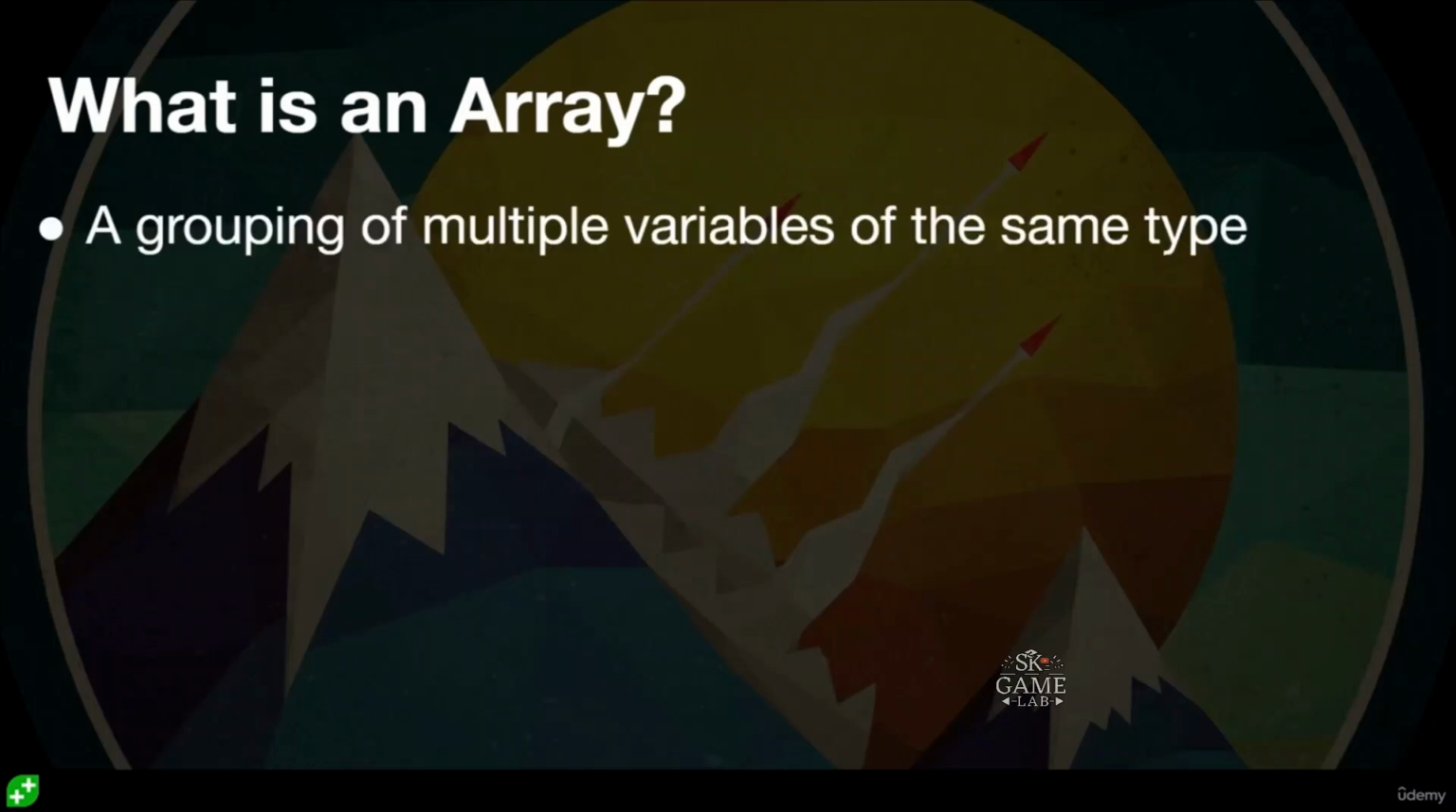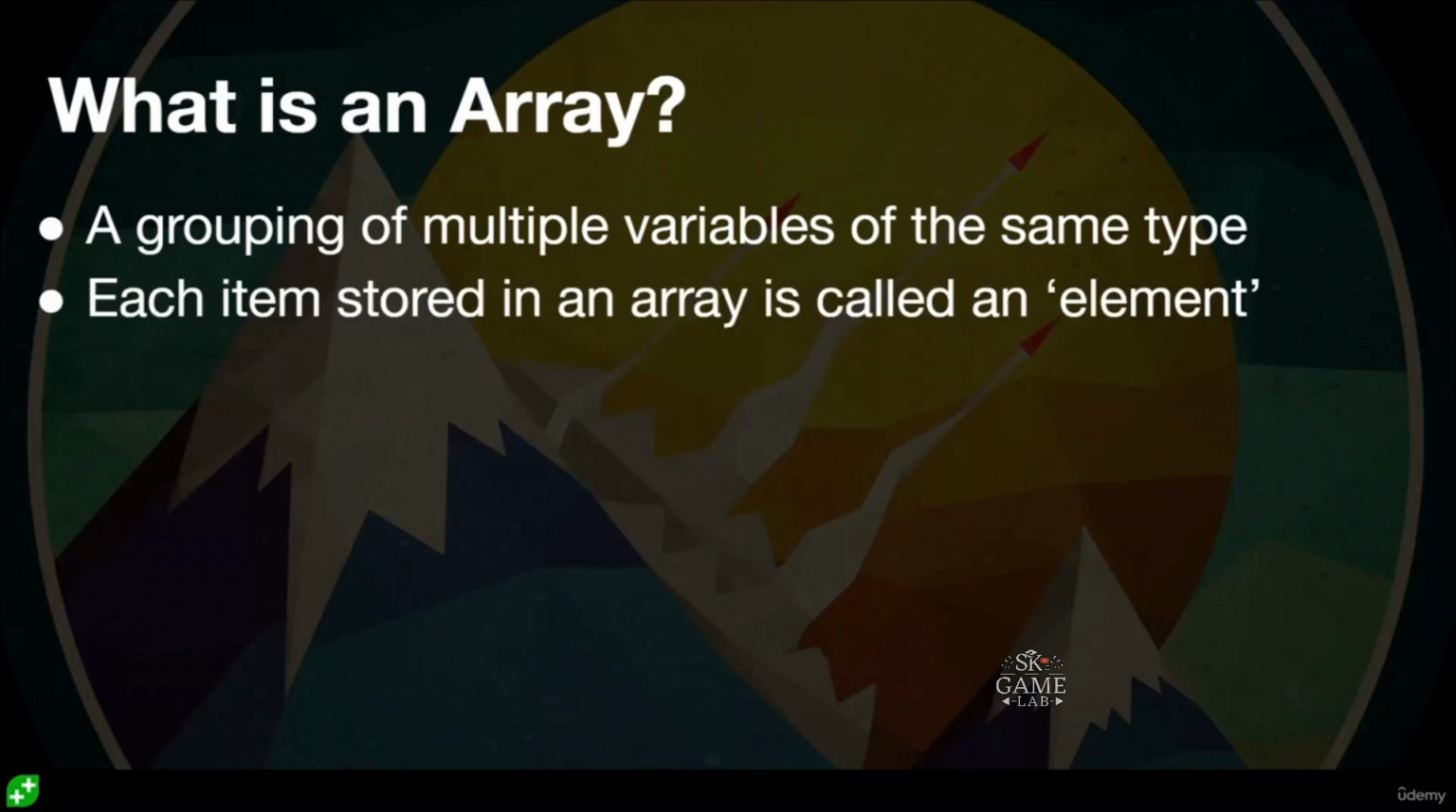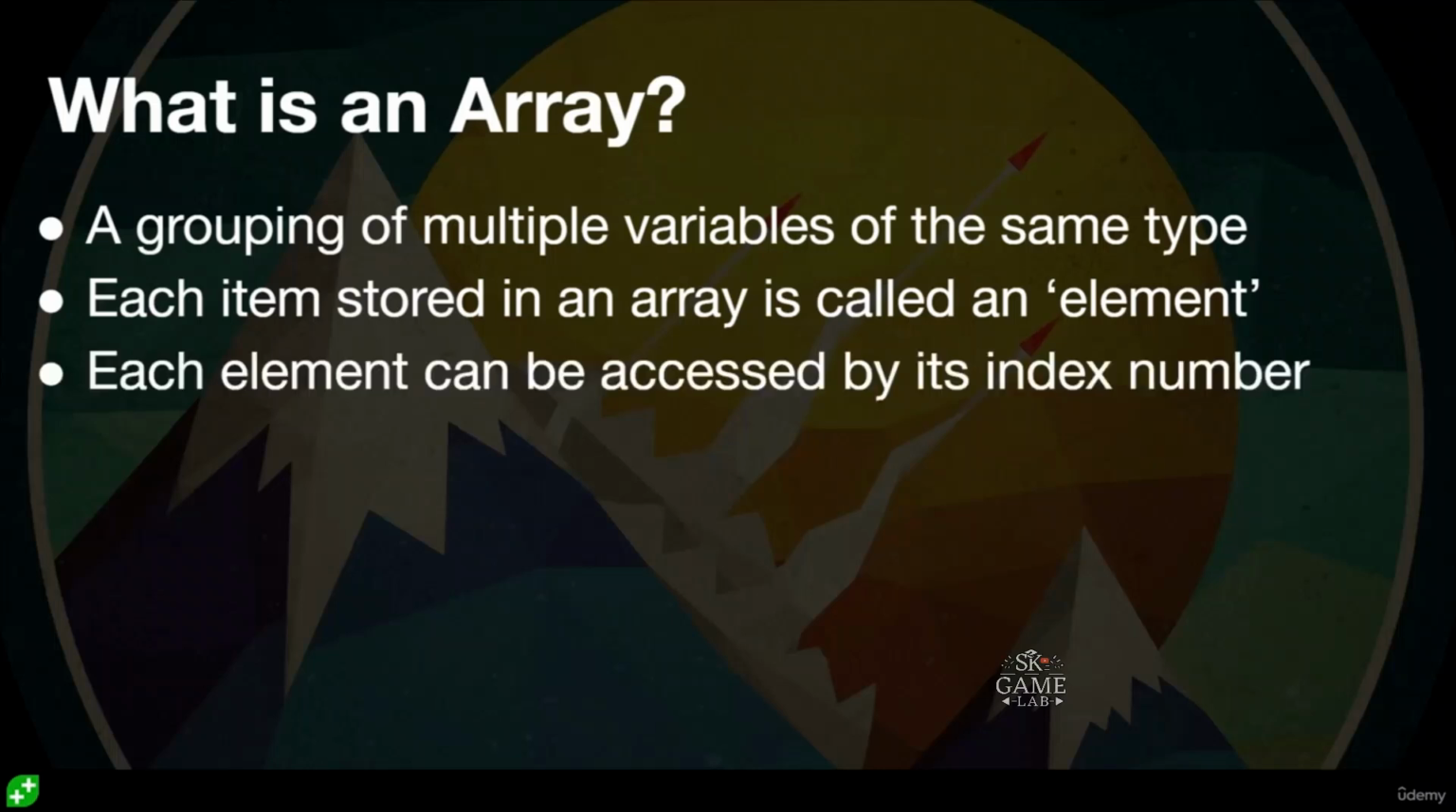Well, you can think of them as a grouping of multiple variables of the same type. So if we think about this in terms of our answers, rather than having 4 unique string variables, we could have a single array of strings. Now, when we group variables into an array, each item that we store in that array is called an element, and each element can be accessed within the array by its index number. So they're very easy to work with, especially when we start looking at looping through them.